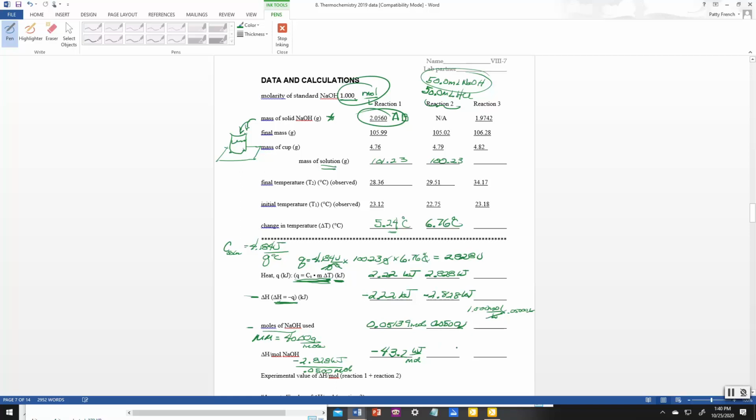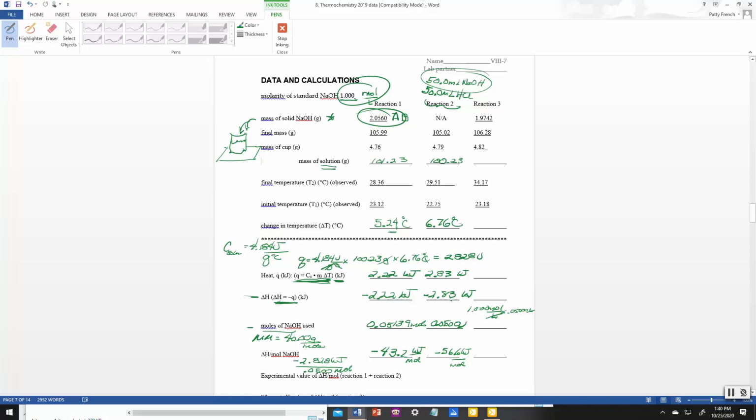And my result came out to be negative 56.6 kilojoules per mole. So when I was actually reporting these, I should have reported them to 3 sig figs instead of 4. Why is that? Because my temperature change was only 3 sig figs. So 56.6 kilojoules per mole.